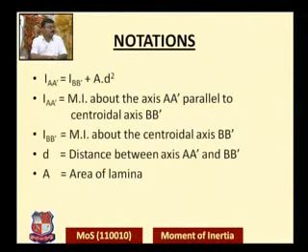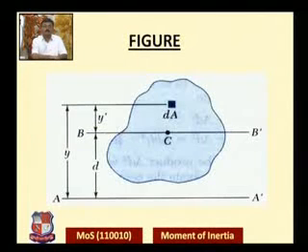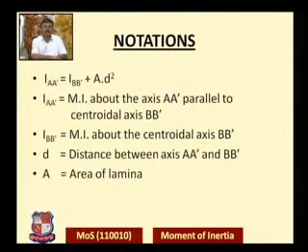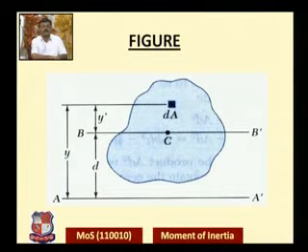Here let us go through the notations. Capital A is the area of the lamina; as you can see here, capital A is the total area of the lamina. Then d is the distance between the axis AA dash and BB dash. I just told you that BB dash is an axis passing through the centroid of the given lamina. So BB dash is a centroidal axis, and I_BB' is the MI of that area about the axis.